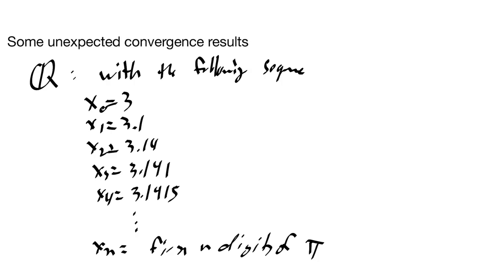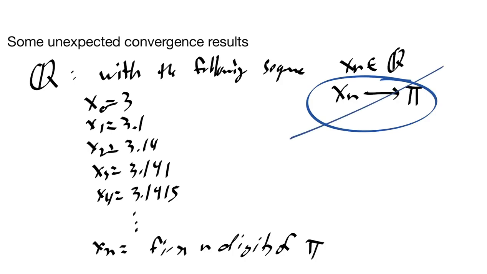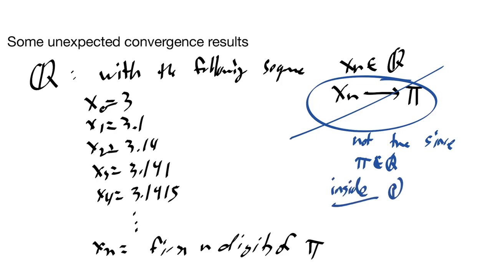And what do I notice? Well, I notice that each xn is a rational number, and we would like to say they converge to pi, but we can't say this. This is not something we're allowed to say because pi is not in our space. This is not true, since pi is not a rational number. When we talk about convergence, we can only talk about convergence within whatever metric space we're talking about. So inside Q, this sequence does not converge.